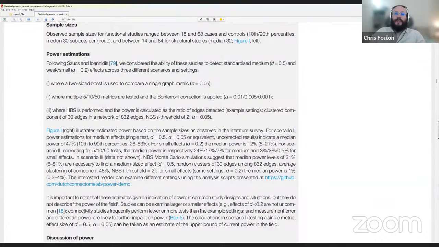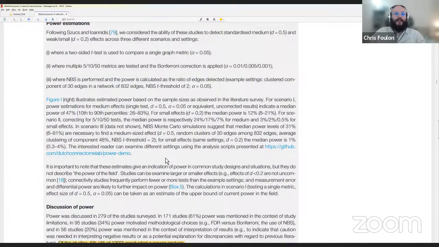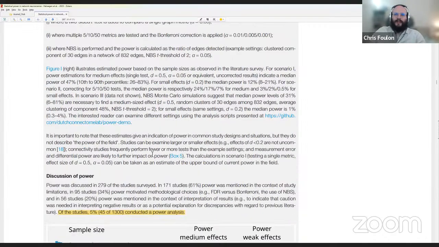And for the network-based statistics, it's not much better. You can see that's for the NBS. So that's 31%. The median of statistical power is 31%, which is quite far from the 80% that we would like.